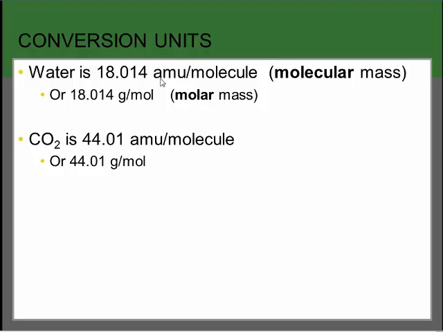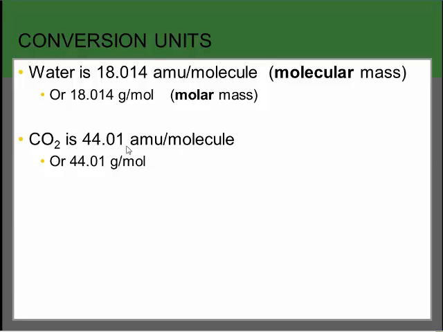We calculated water as having a mass of 18.014 AMUs per molecule. That's the molecular mass, the mass of 1 water molecule. We can simply take that number and change the units, AMU per molecule, into grams per mole to get the molar mass, the mass of 1 mole of water molecules. So that's where calculating the mass in AMUs is useful, because we can just replace the unit, AMU per molecule, with grams per mole, and we have the molar mass of water. So we know that water is 18 grams in a mole of water.